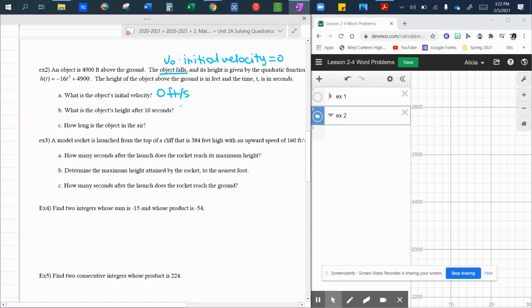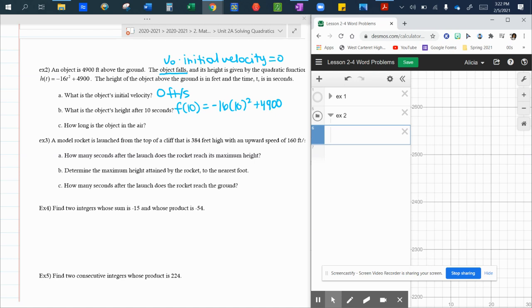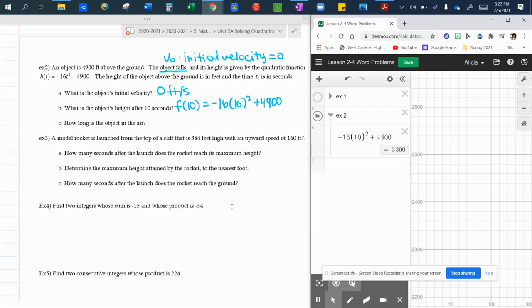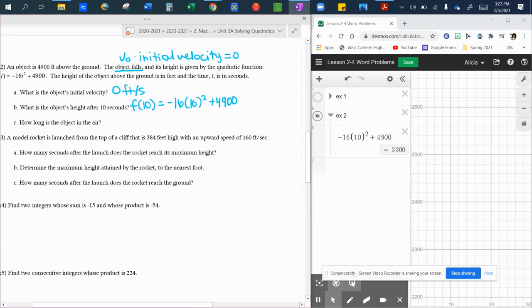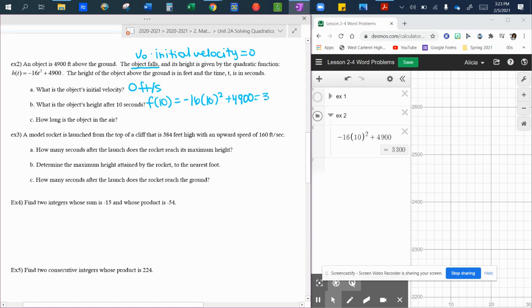The object's height after 10 seconds, f of 10, can be found by plugging in negative 16 times 10 squared plus 4,900. So when we do that, negative 16 and 10 squared is, plus 4,900. So for this problem, we get 3,300 feet. Always remember the units.